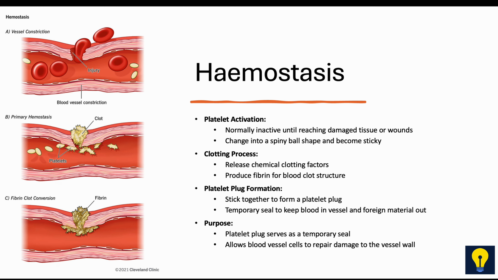Next is platelet activation. So this is the start of hemostasis. As we've discussed, they're normally inactive until we have damaged tissues or wounds in our body. So the first thing that happens is once they reach the damaged area, they actually undergo a transformation. They adopt a spiny ball shape, as you can see from here. And they become adhesive, they become sticky, which enables them to stick to the damaged tissues, initiating a cascade of events necessary for hemostasis.